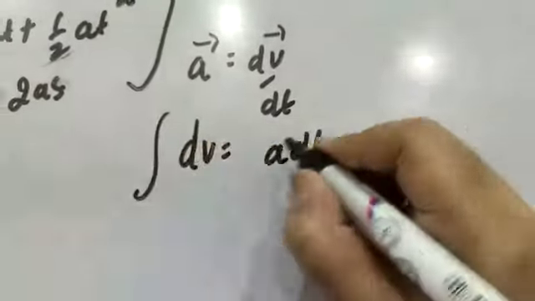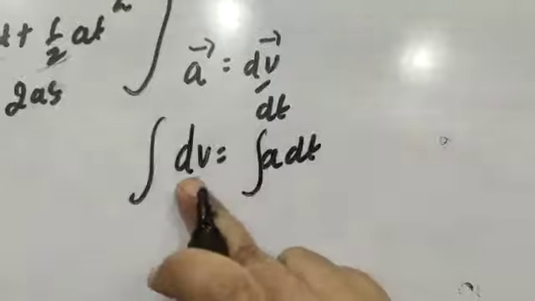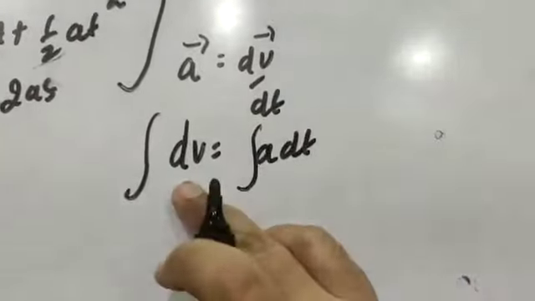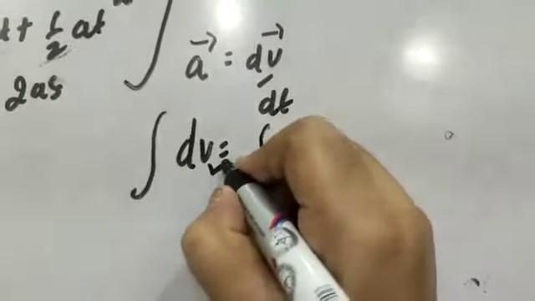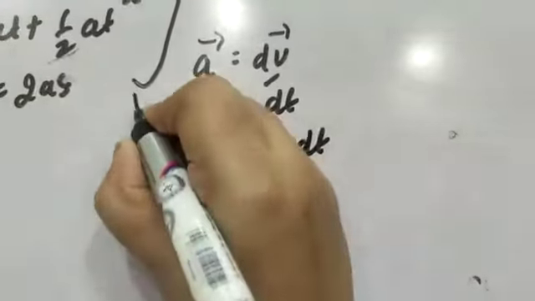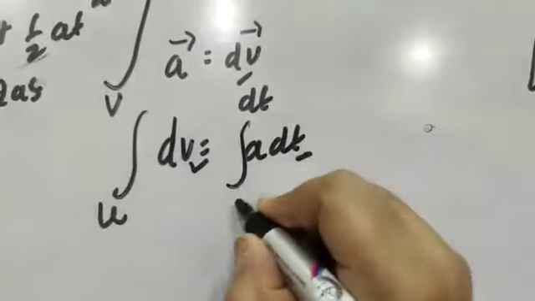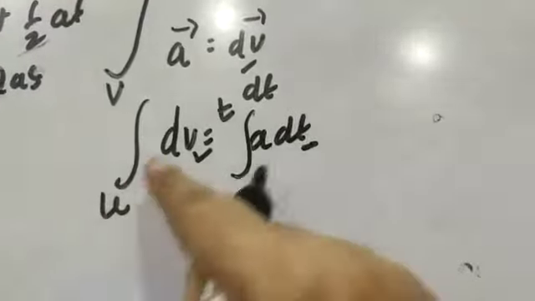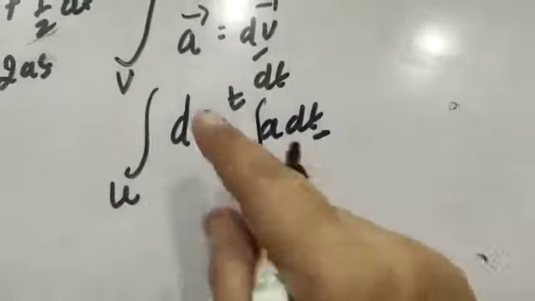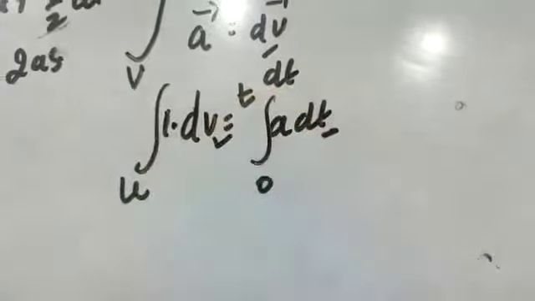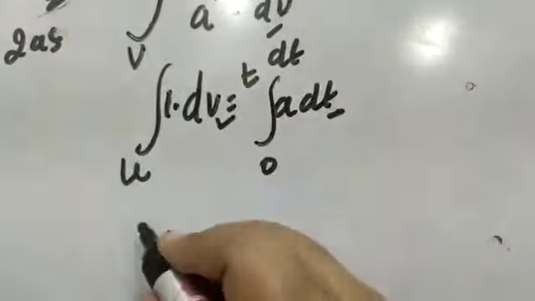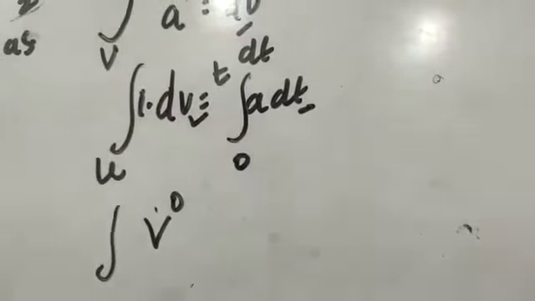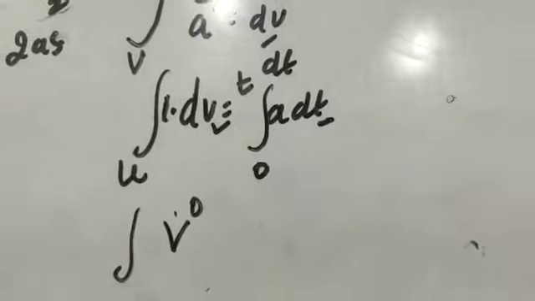Now integrating both sides. When there is no such d by dt variable like at the denominator, it means we are derivating it with respect to itself. Means here variable is v, which is varying from u to v. Here variable is t, which is varying from 0 to time t, because at 0 time initial velocity is u, at time t final velocity was v. So in this case this is the constant 1, right? And 1 can be written as v to power 0, right?